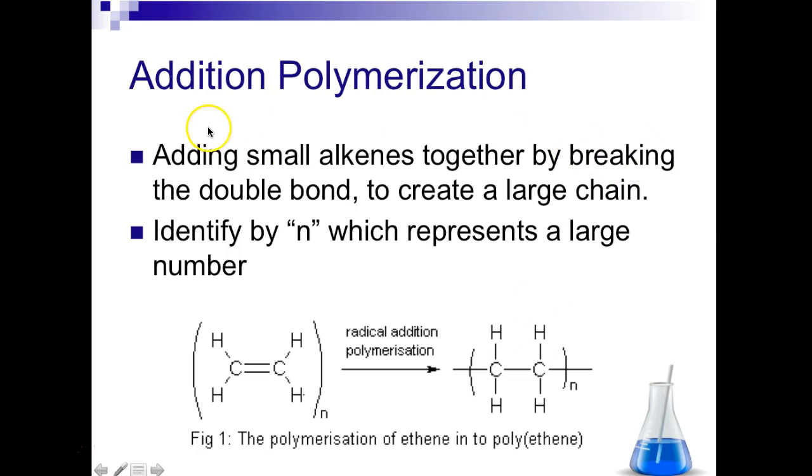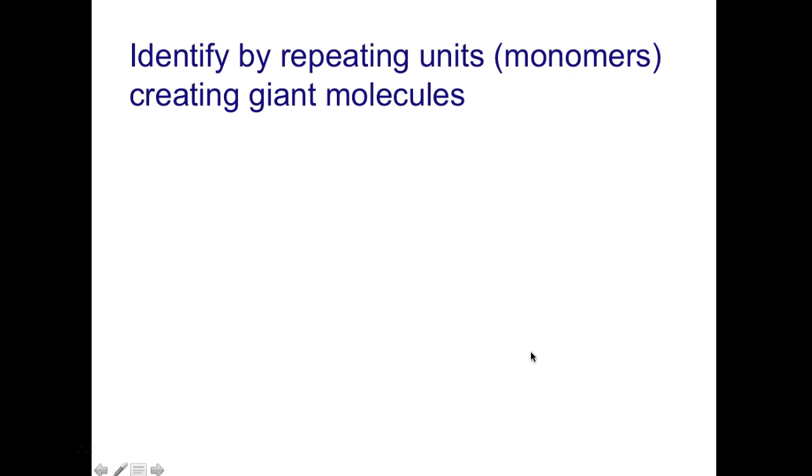So addition polymerization is when you add small alkenes together by breaking the double bond to create a large chain. And that's going to be identified by n, which represents the number. So this represents the polymerization of ethylene into polyethylene. Identify it by repeating subunits or monomers creating giant molecules.